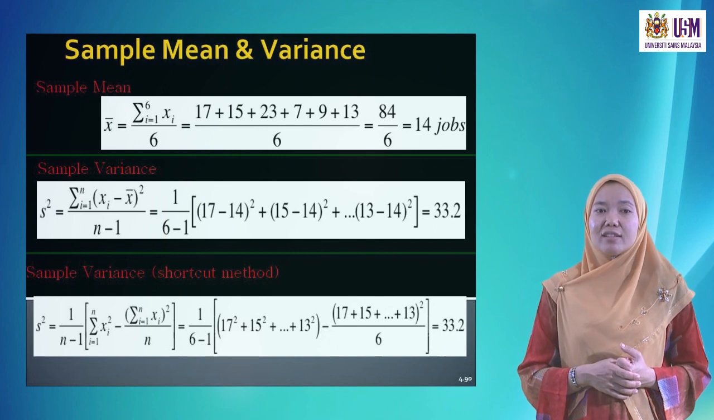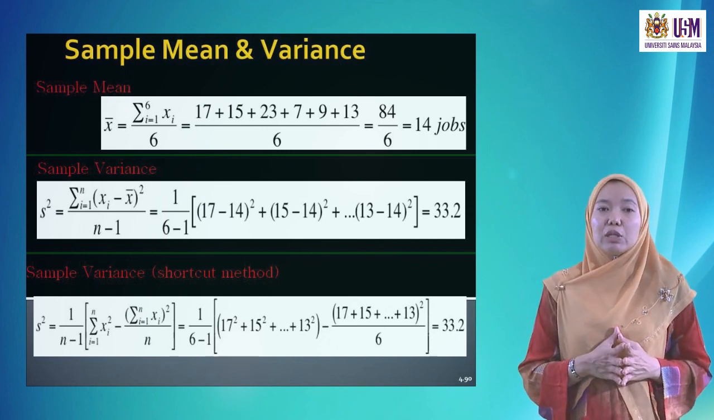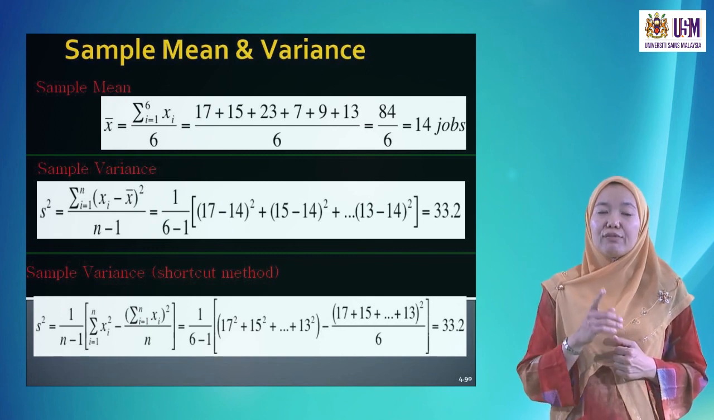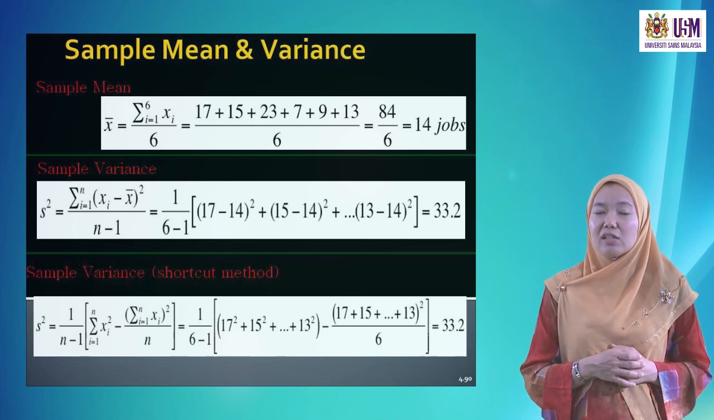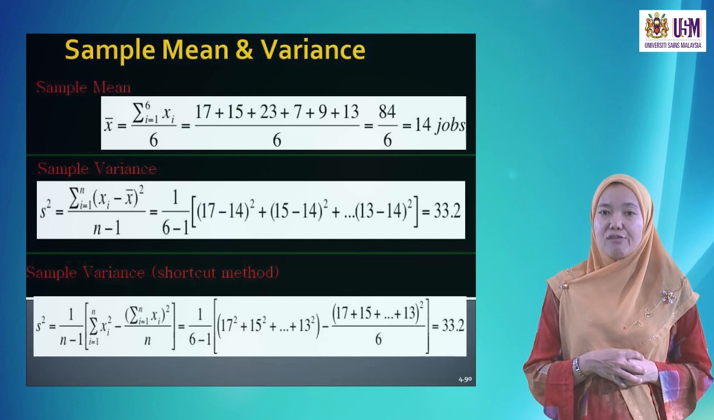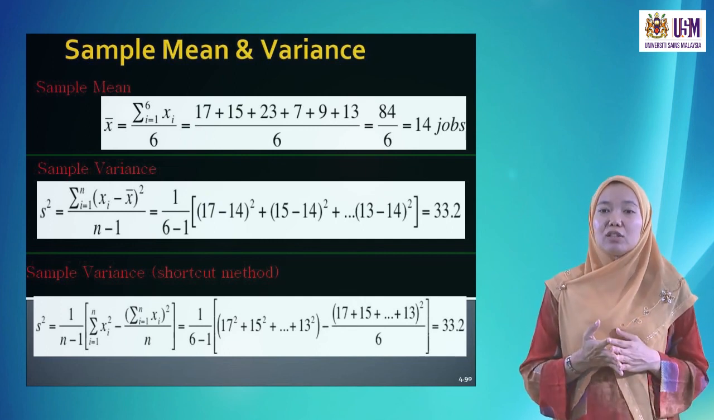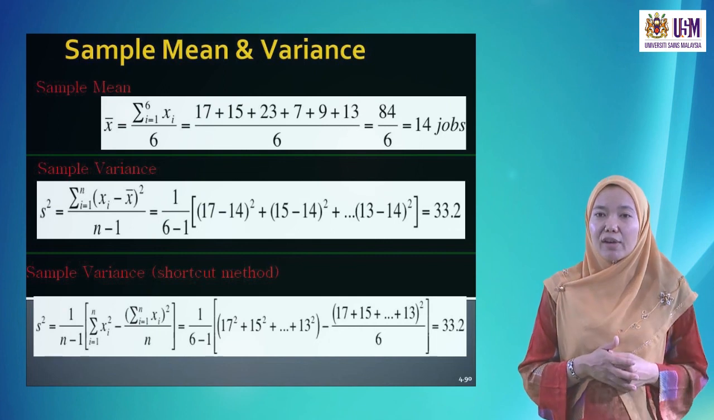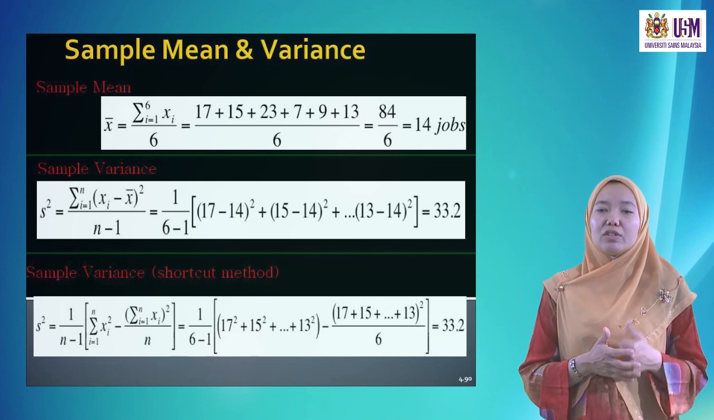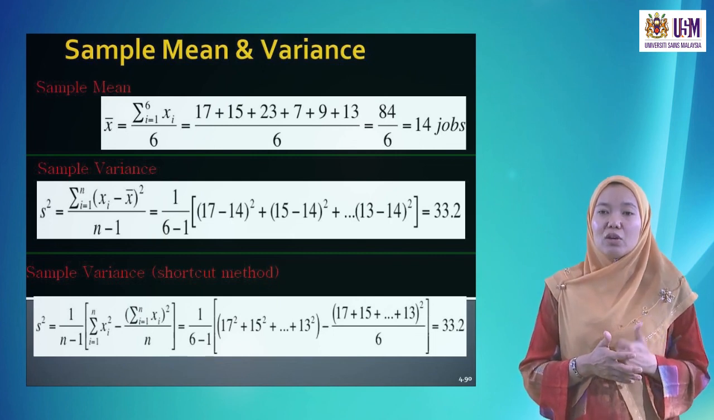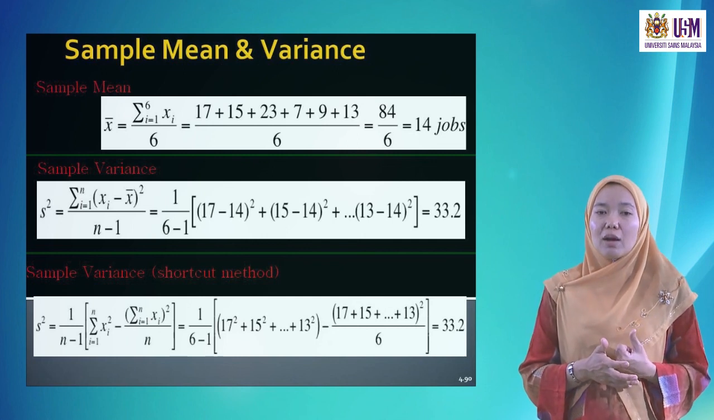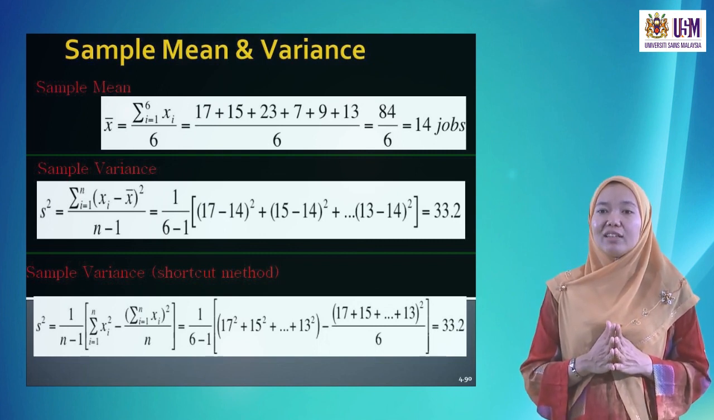Next is where you calculate variance. By definition, variance is based on the distance between each point of x and the sample mean, x bar. So you have the first observation, 17. You deduct 14, the sample mean, and take the squared difference. Then the second observation, 15 minus the mean 14, and you square the distance. Then you do that for 23, then observation value 7, then 9, and the last one is observation value 13. So 13 minus the mean of 14, and you square the difference. Then you divide by 6 minus 1 for the denominator. So what you get, the sample variance s square, equals 33.2.